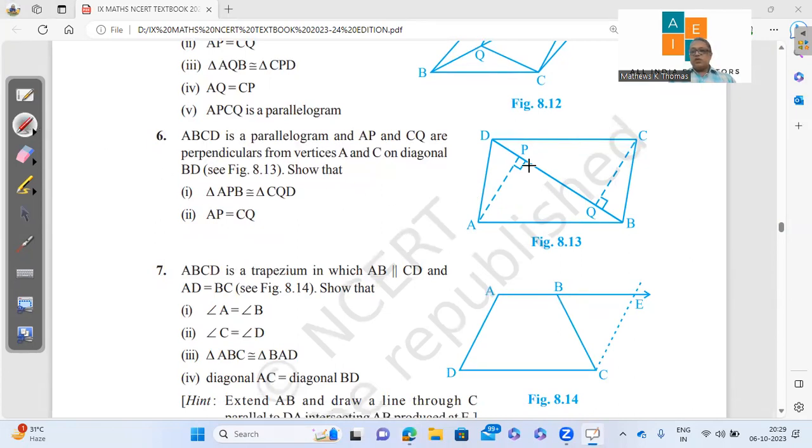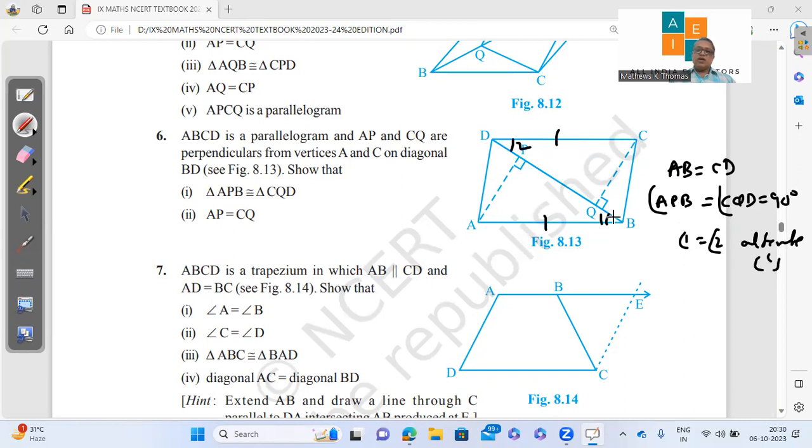Question number 6, the figure is again given. It's a parallelogram. We have to prove the triangles congruent. So this is also easy. Here, first condition, AB is equal to CD. Opposite sides of a parallelogram are equal. Second condition, we can say that this is 90 degrees. Angle APB is equal to angle CQD because they are 90. This is 90, this is 90. And we know that angle 1 equal to angle 2, alternate angles.